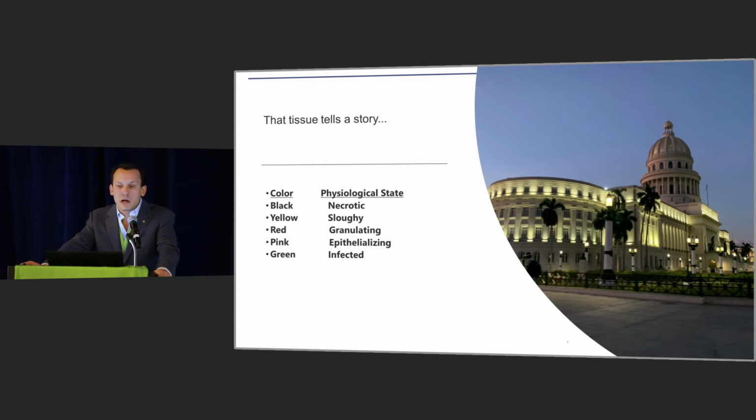So look at the tissue, document what you're seeing. This is critical. One of the things that is key throughout your encounter with this patient is documentation of that ulcer, what it looks like, size, and obviously management. So black, necrotic; yellow, sloughy; red, granulating; pink, epithelializing; and green, usually infected.